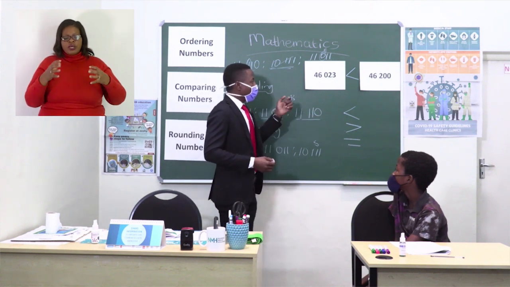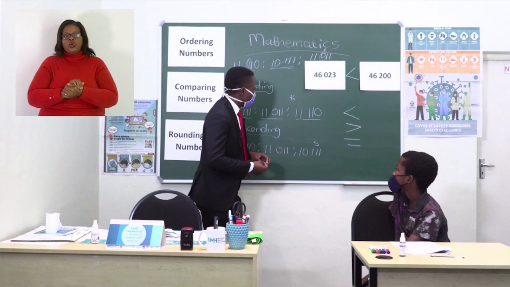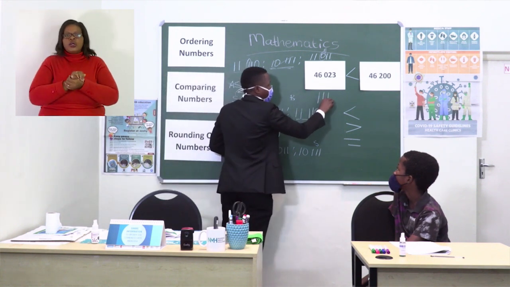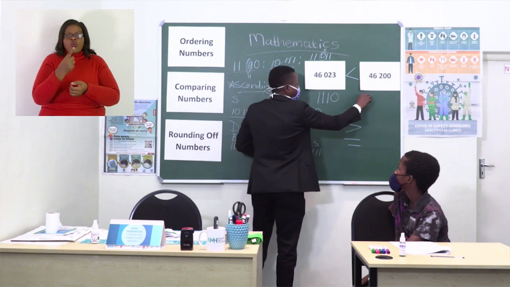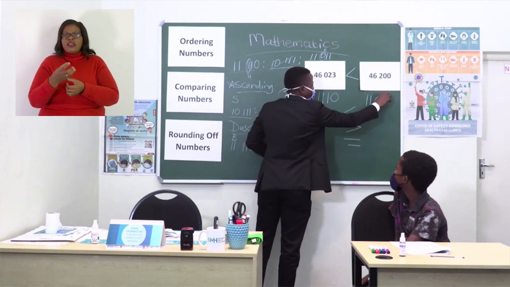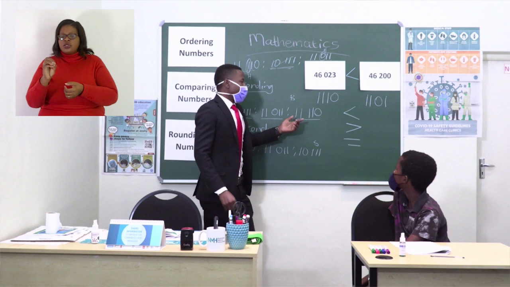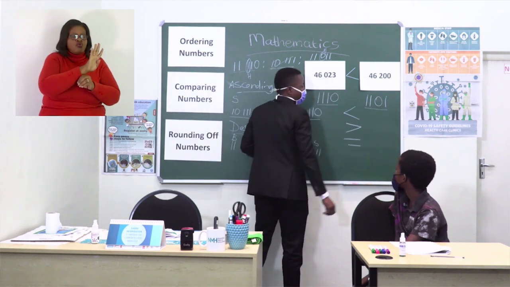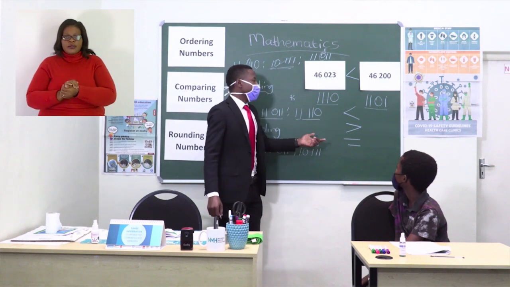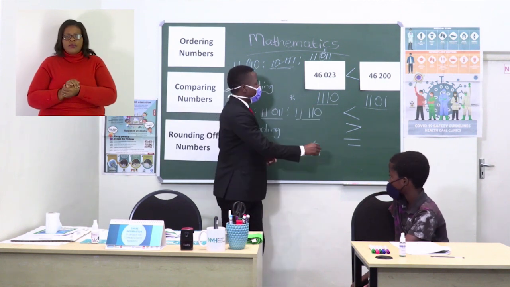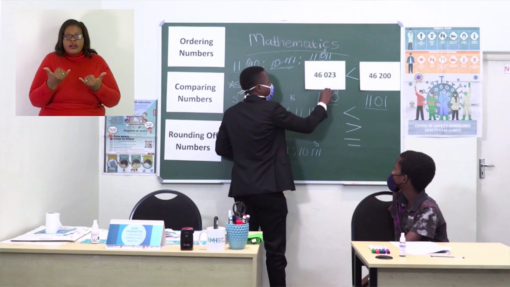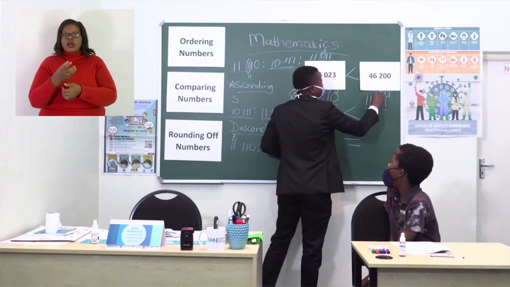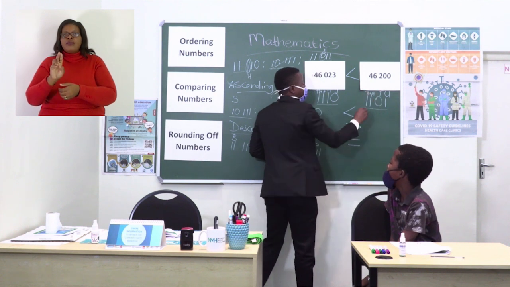So in most cases, some numbers are confusing. They may come in this manner. You might have 1,110 and then you have 1,101. How many digits do you have here? I have 4. How many digits do you have here? You have 4. And then to compare, if you look at this, it is unit, 10, 100, and 1,000.